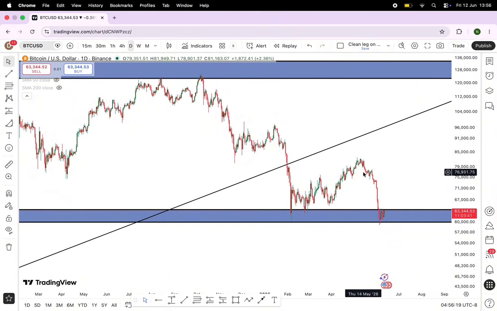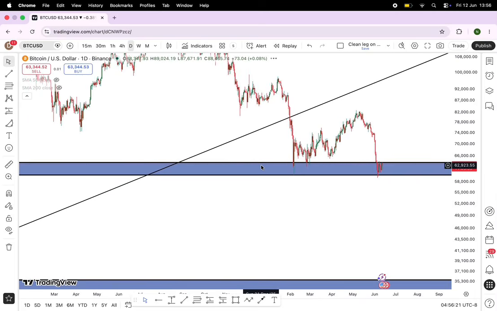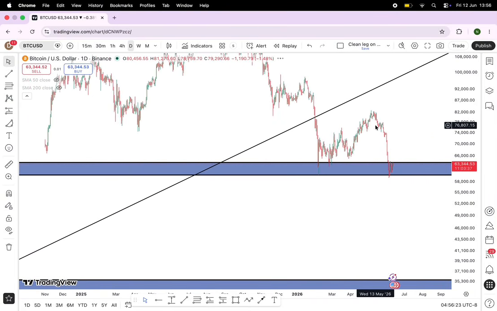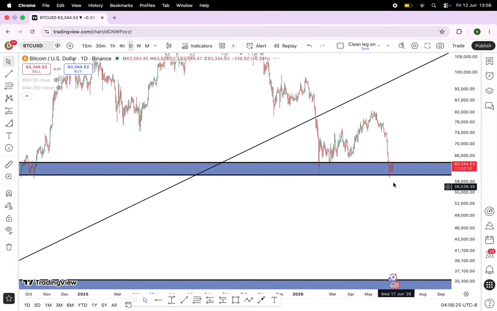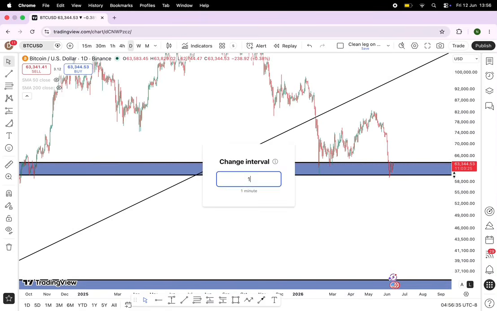So the next action on BTC would be determined by a break of this level, like so, because the market moves from one level to the next key level, and one thing I do not advise people to do is trade around key levels. All right, so we don't do that. So I need to see this market break on the weekly time frame.